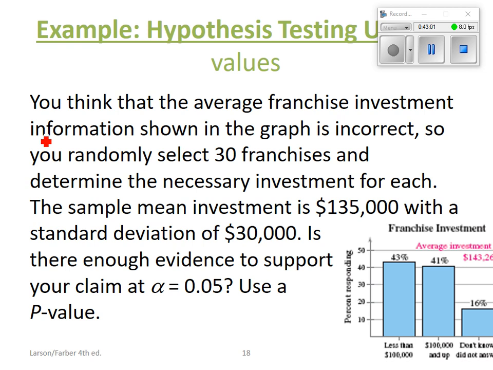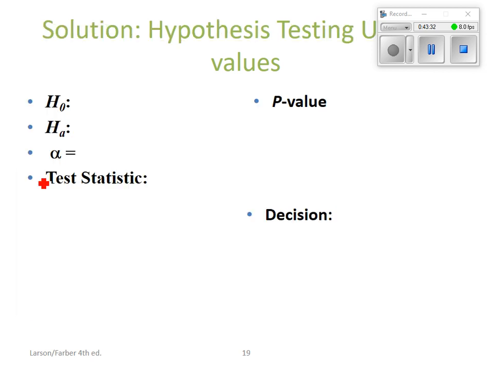Mine's cut off. You can't see it over there. I think it says 143,000. The average investment's 143,260, is that right? Yes. 143,260. So we're trying to decide all that. This is where our claim is going to come from. They're saying that the average is that. We're saying that the average is maybe closer to this. All right, so I'm just going to do this one out.